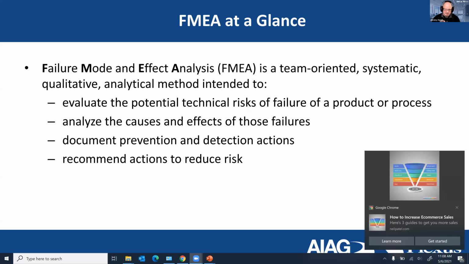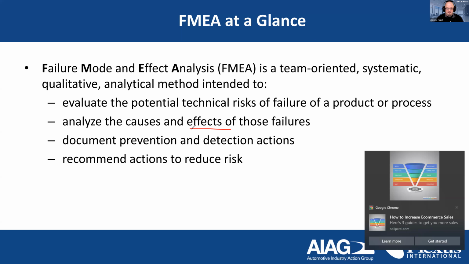FMEA is a team-oriented, systematic, qualitative analytical method. Now, that is the $7 word way of explaining FMEA. What I'm going to do, we're going to make it even simpler. What FMEA does, it looks at what the thing is supposed to do. It then looks at how it doesn't do what it is supposed to do. And if it doesn't do what it is supposed to do, then we look at the effect.